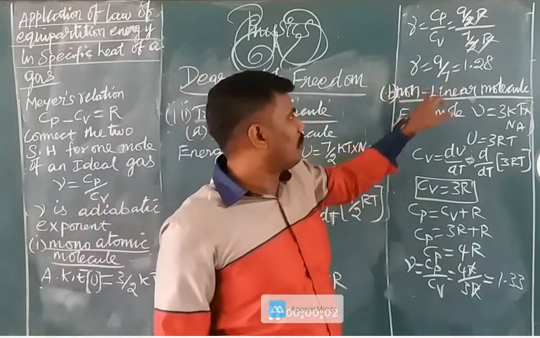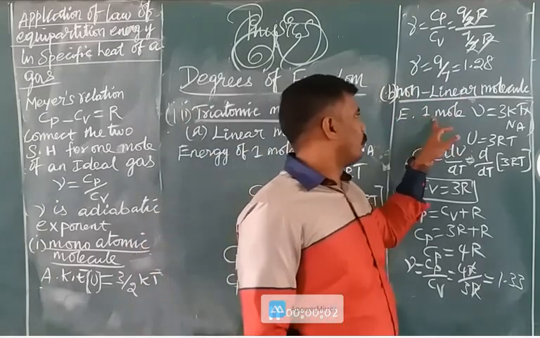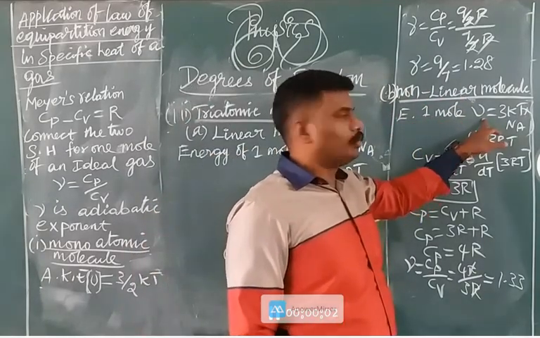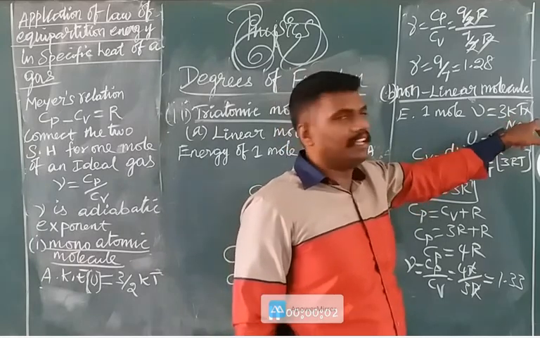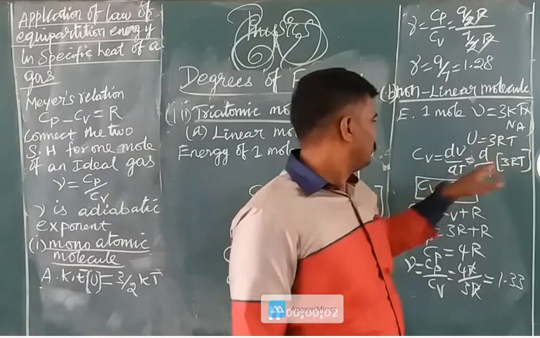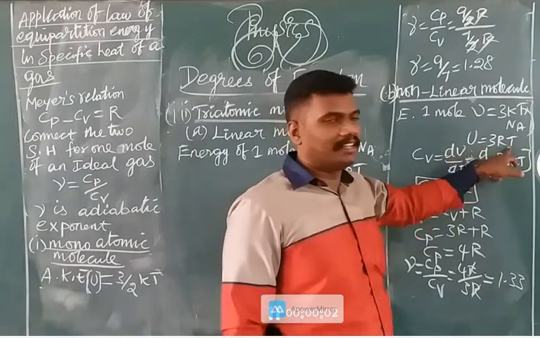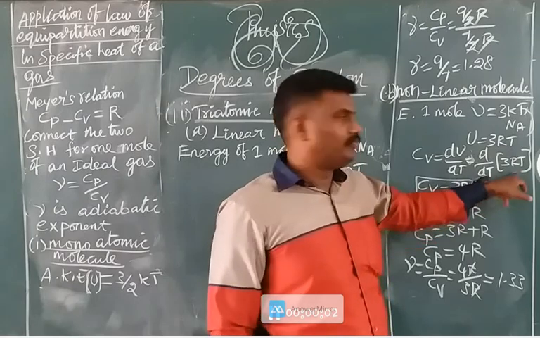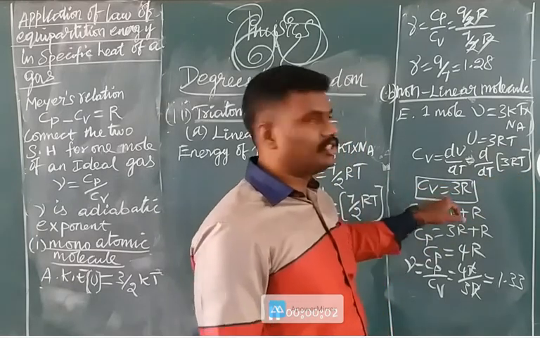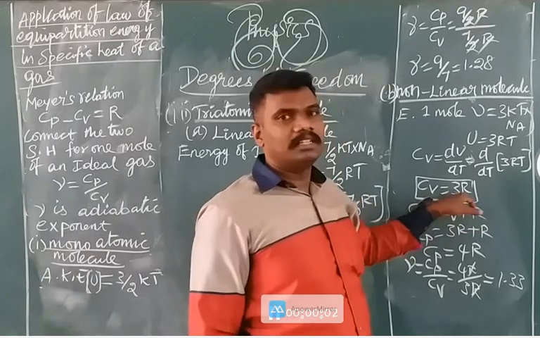So the second case is non-linear position. Energy of 1 mole of substance, U, is equal to 3 kT into Na. So U is equal to 3 RT. Now Cv formula is dU divided by dT. U value is 3 RT, so d by dT into 3 RT. So Cv is equal to 3R.